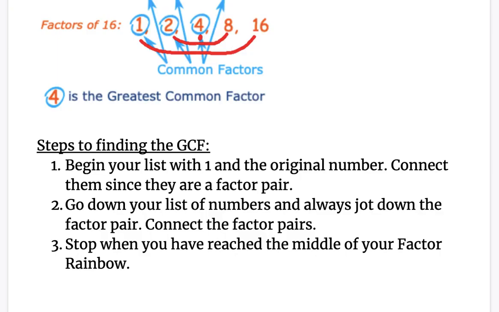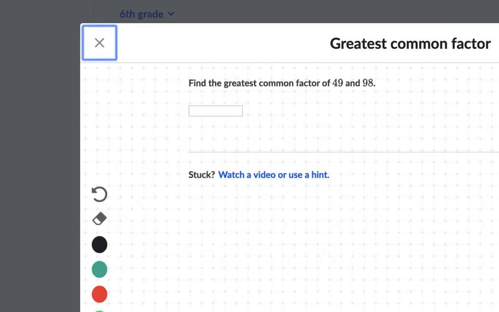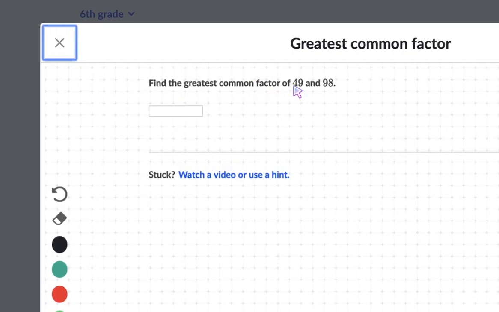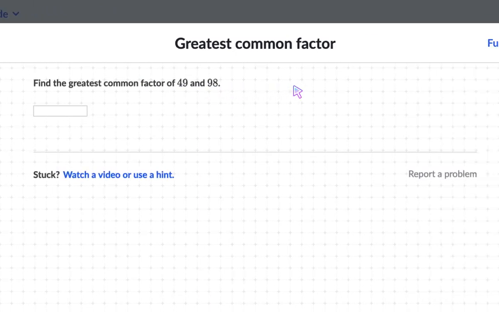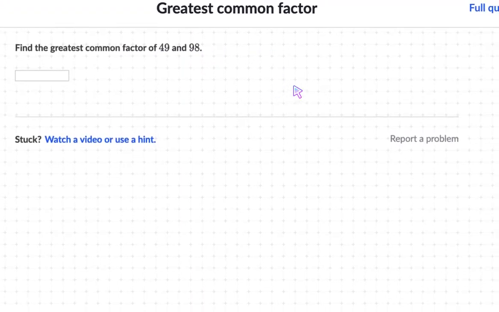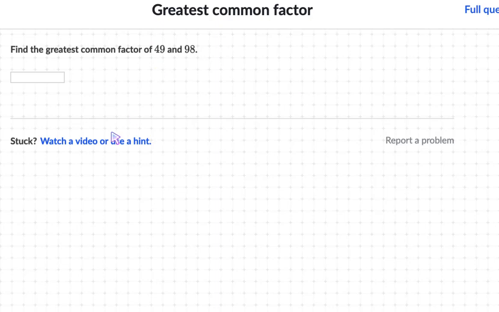All right, so we said that you begin with the list. Begin the list with 1 and the original number. So we're going to do that. I'm going to start with 49 first. 1 and the number 49. I'm leaving a lot of room in between so that I have room for other factors. I don't know how many there are at this point.